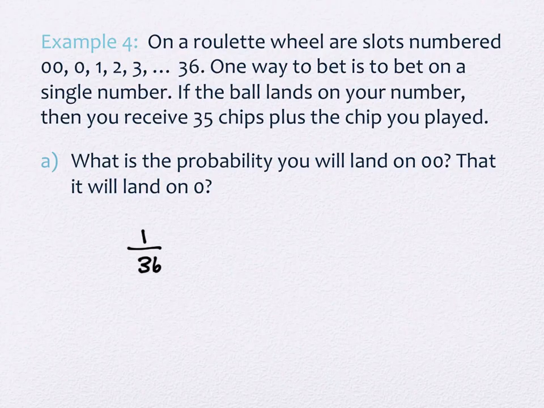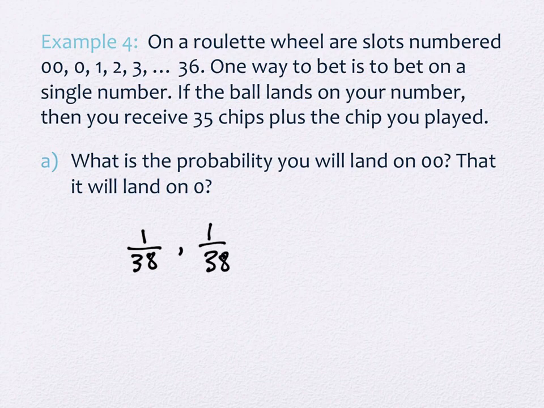Oh, there's not 36. Take it back. 38. That's the number I wanted. There's 36 plus the 0 and the double 0. So 36 that are numbered from 1 to 36, and then there's 2 more. So there's 38. So what's the probability that it lands on 0? This is not a trick question. Still 1 out of 38. You bet. Okay, everybody with me?